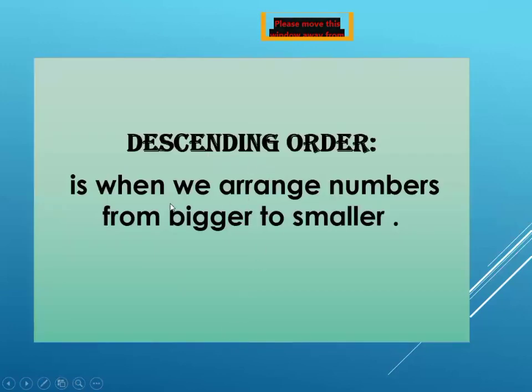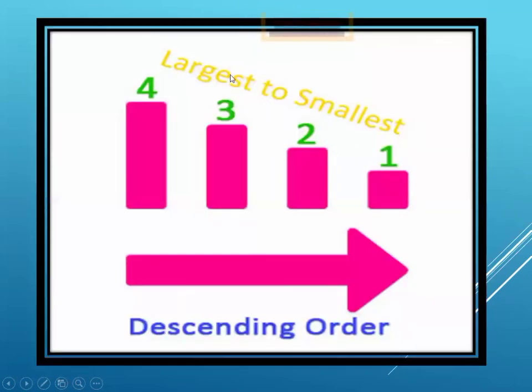In descending order, we arrange numbers from bigger to smaller. You can see in this picture, in descending order, we arrange numbers from largest to smallest. First we write the largest number and in last we write the smallest number. So what is the meaning of descending order? Descending order means arrange numbers from largest to smallest.